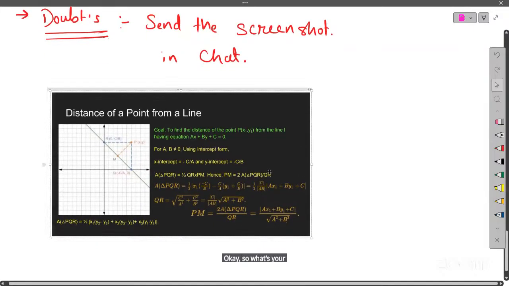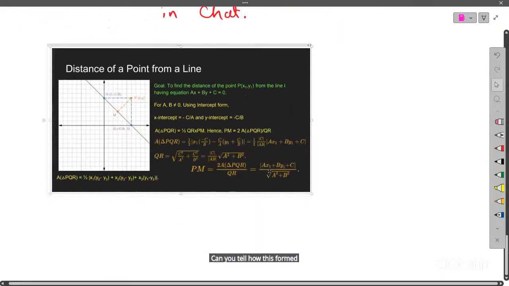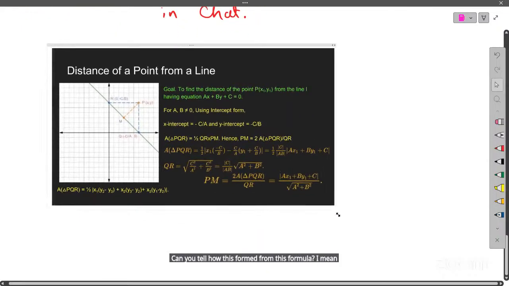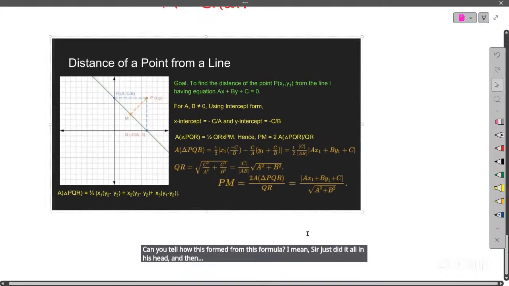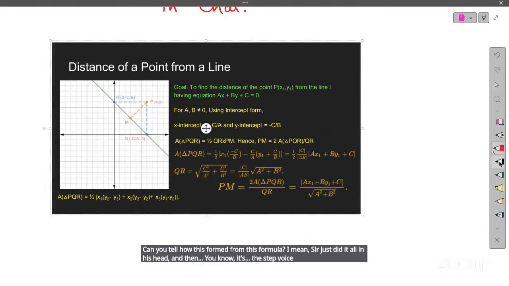In this question, can you tell how this was formed from this formula? I mean, sir just did it all in his head. I just wanted to know stepwise how it got formed.